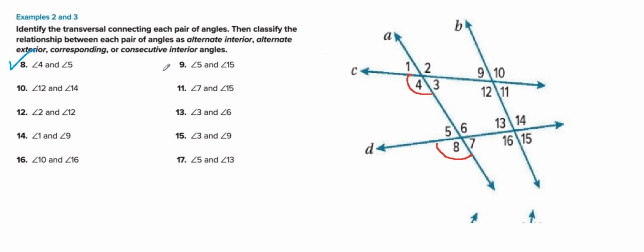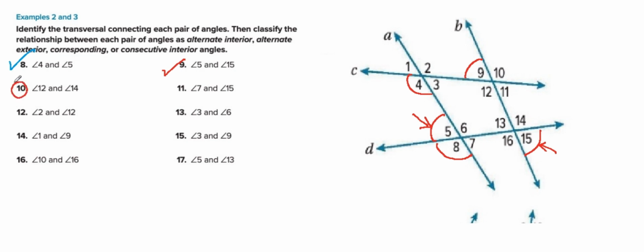So corresponding. Question number 9. So many questions we have discussed. Angles 5 and 15. Angle 5 is here. 5 and 15 are alternate exterior angles. So you just have to write the names.